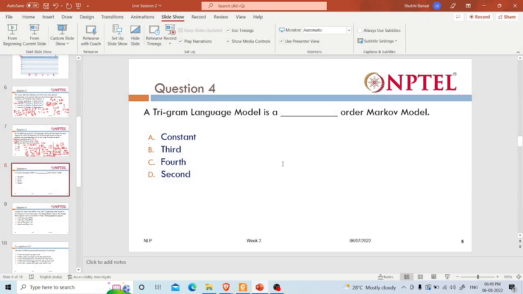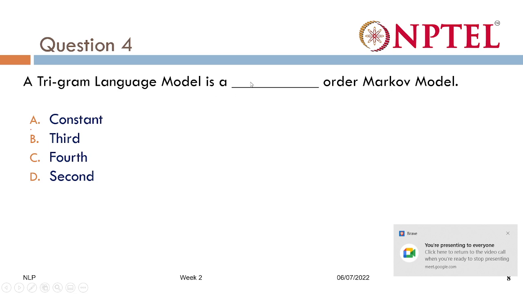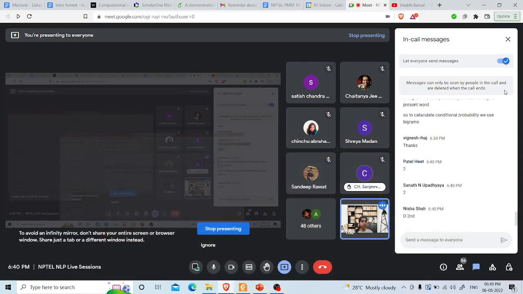So let us move to the next question. It asks: a trigram language model is what order Markov model? Any guesses? If you have gone through the lecture, it is there, I think, in lecture 8 or 9. They clearly mention it. This is a very important concept. Let me see the chat box if there are any answers to this.